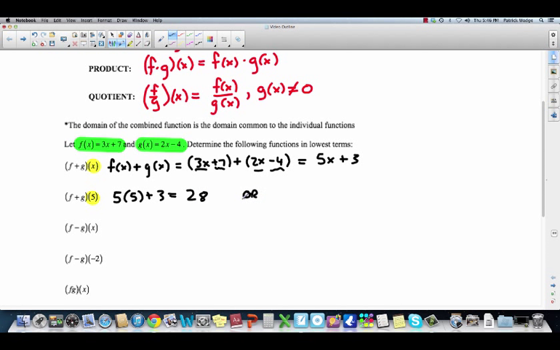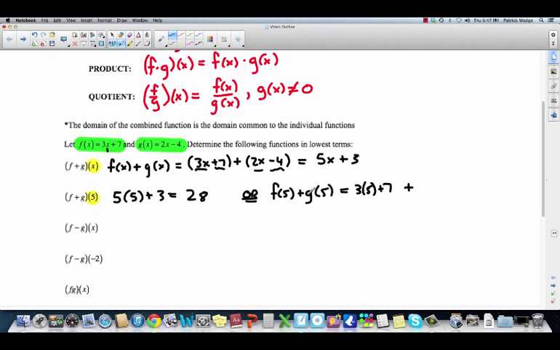Or there's another way you could do it. Remember, if you want to figure out what f plus g of 5 is, that's the same as what's f of 5 plus what's g of 5, and add them together. So let's do it this way. F of 5 means plug 5 into all the x's in the f function. So we're going to put 5 in right here. So we get 3 times 5 plus 7.